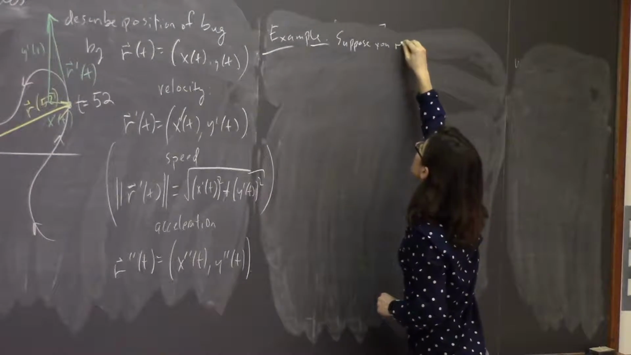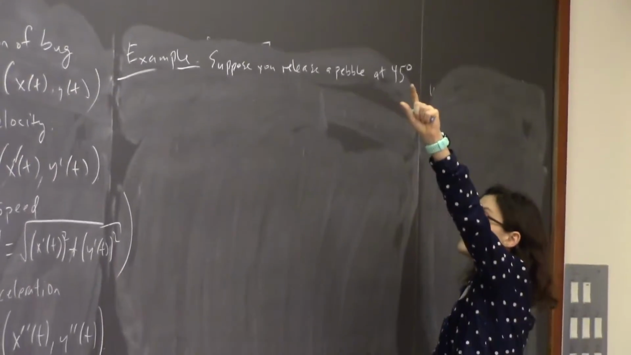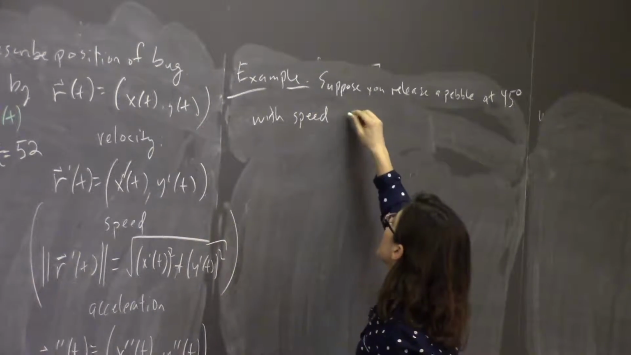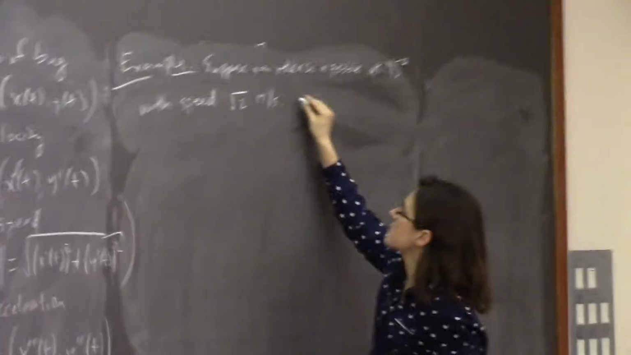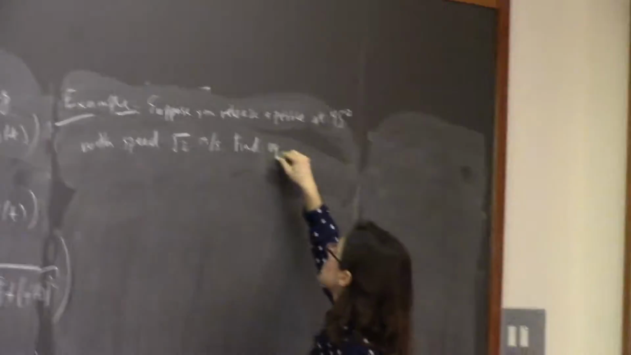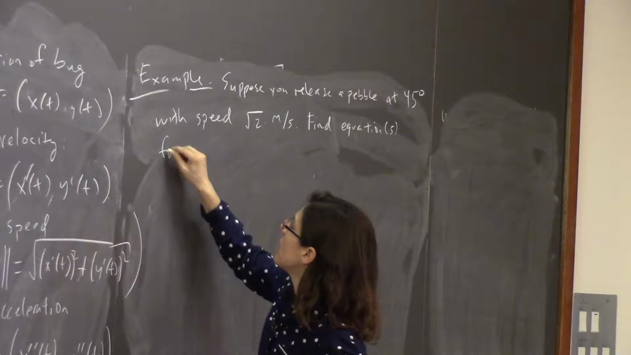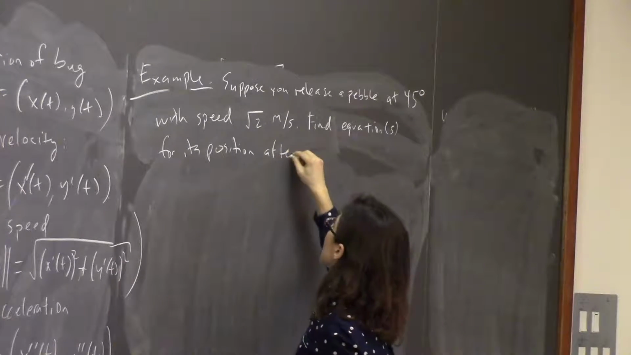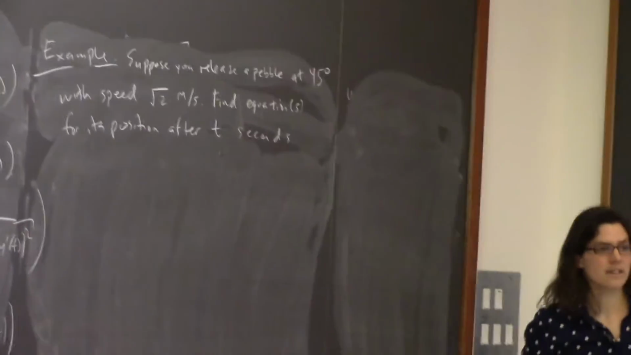you release a pebble from your slingshot at a 45-degree angle from the horizontal with a speed of √2 meters per second. And our question is, where is it over time? So find an equation or equations, depending on how you think about it, for its position after t seconds. T seconds after releasing the thing.